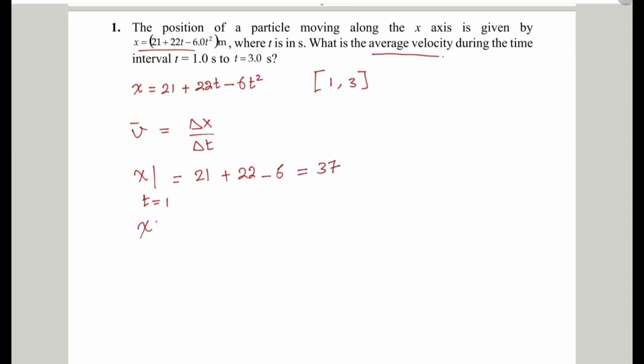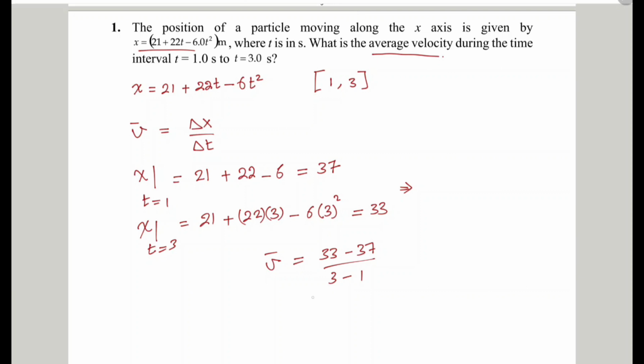Now x at t equal to 3, you substitute t by 3. So 21 plus 22 times 3 minus 6 times 3 squared, which equals 33. Now the average velocity in this case equals 33 minus 37 divided by delta t, which is 3 minus 1, or equal to minus 2 meters per second.